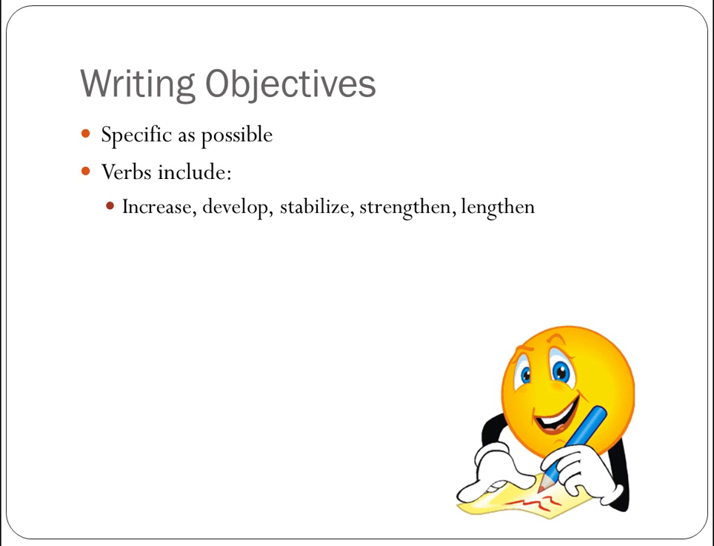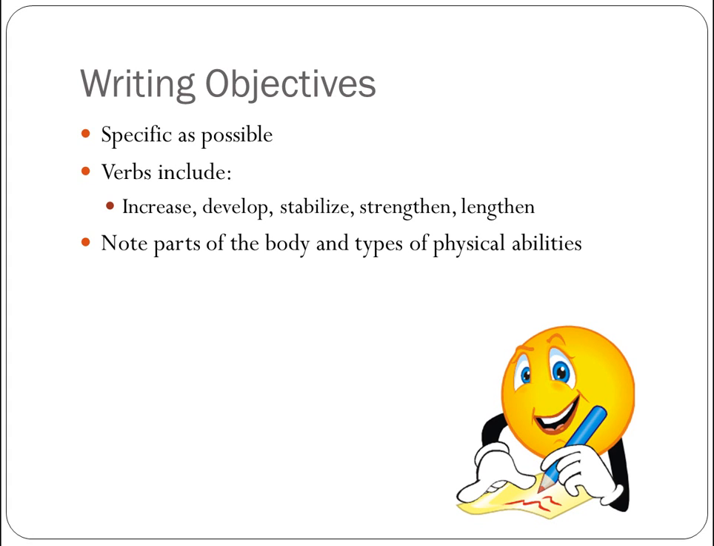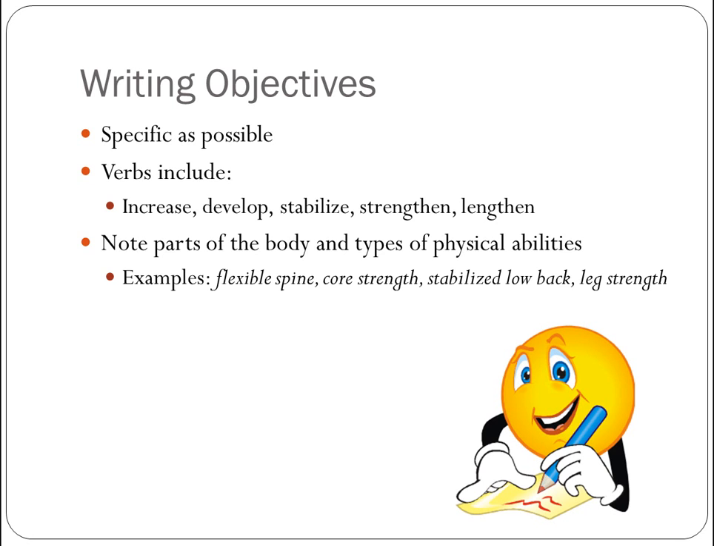Think of the poses that the students will practice and write what types of physical abilities they need to accomplish the pose. For example, rather than writing an objective that says to practice back bends, write what the students will be able to do to perform the back bend, such as flexible spine, core strength, stabilized low back, leg strength. These are the types of things that would be listed in the objectives.